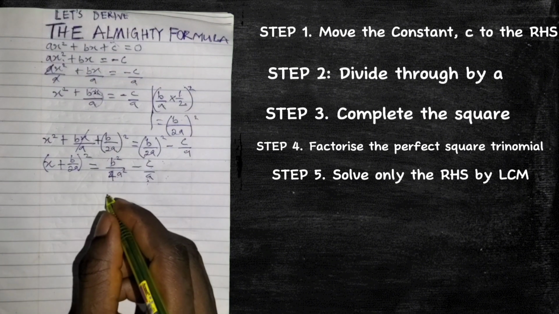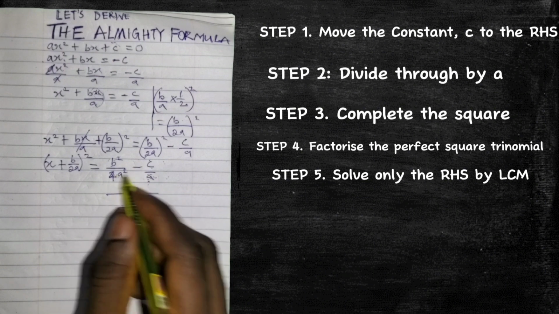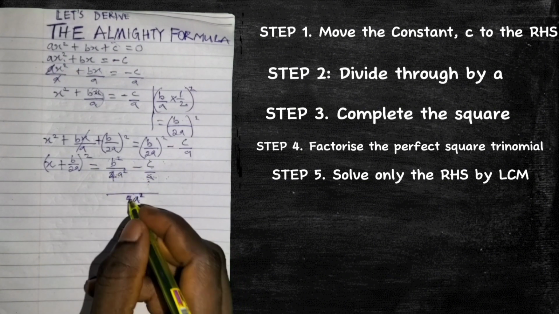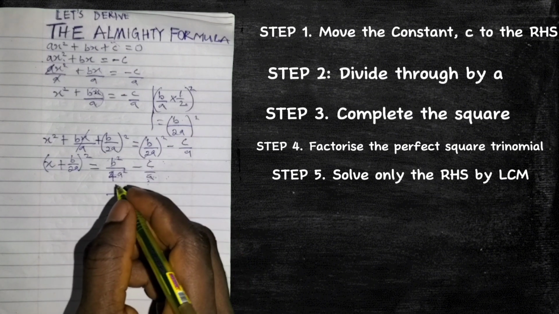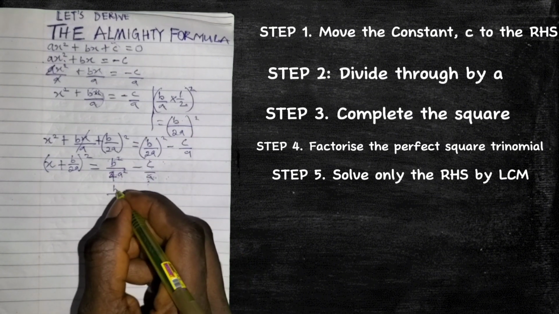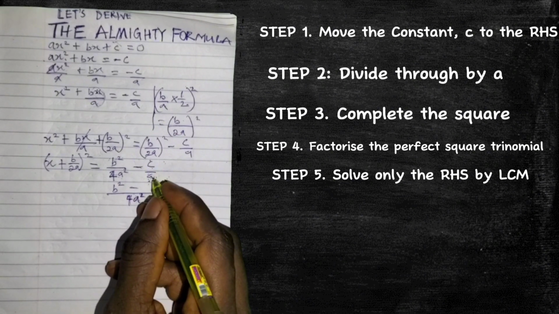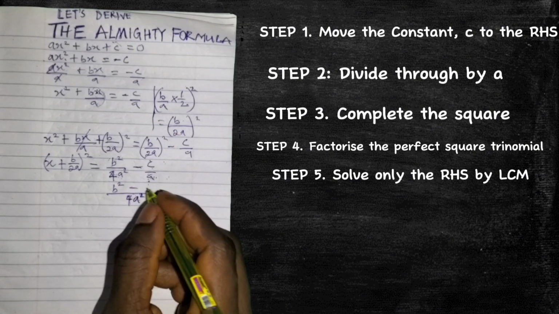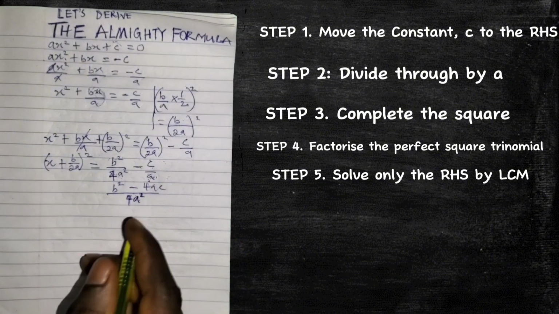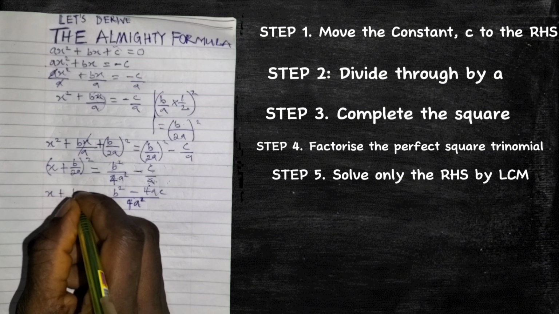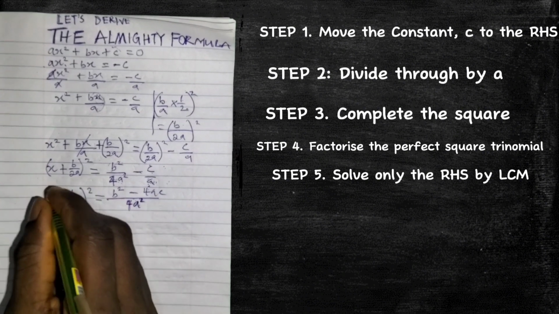All right, so we draw a line here. We check what's common between the two of them. 4a squared is what will stay under here. 4a squared is common between the two of them. 4a squared divided by 4a squared will give us 1. 1 times b squared is b squared. Bring minus here. 4a squared divided by a is 4a. 4a times c will give us 4ac. All right, so we have reached this point. On the left we have x plus b all over 2a all squared.